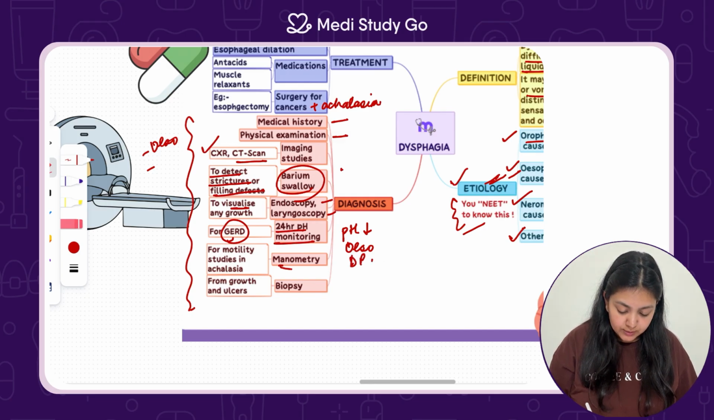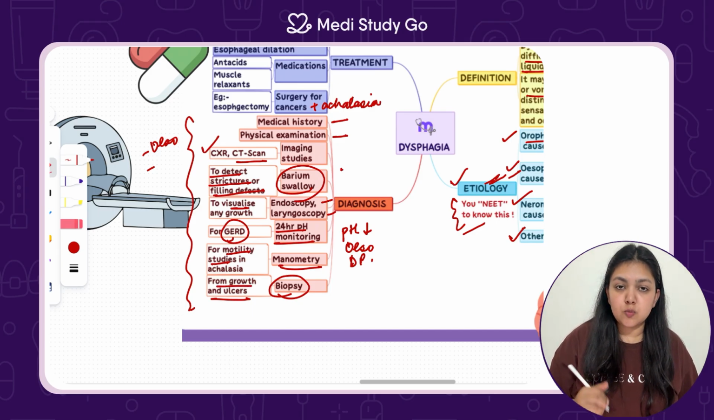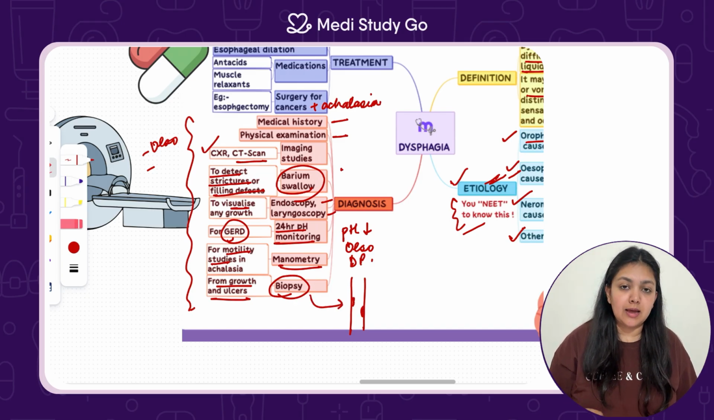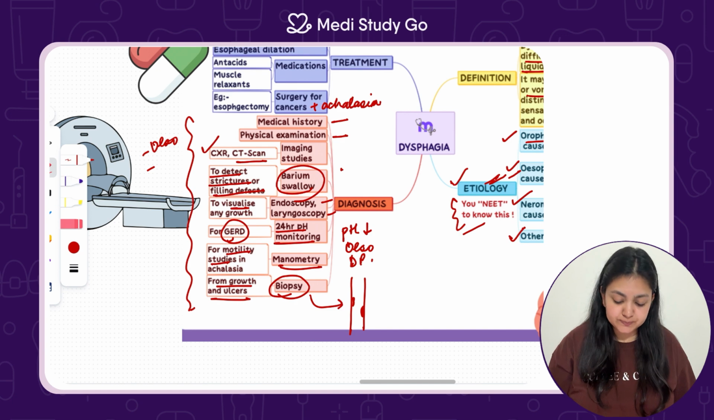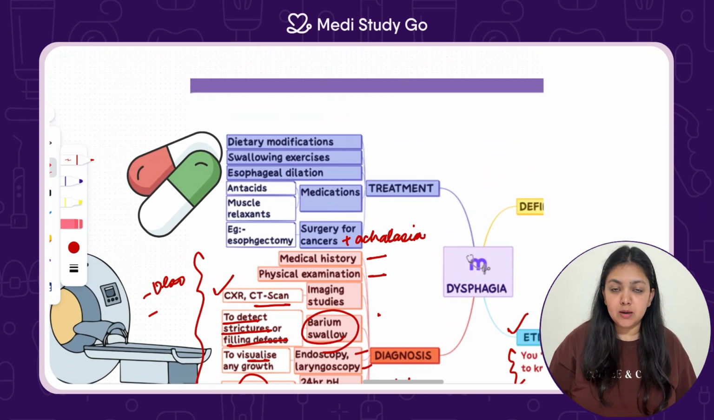That can cause a sensation of heartburn along with dysphagia. Then you need to do manometry for the motility studies in cases of achalasia where the motility is decreased. And finally, you need to do biopsy if there are some growth and ulcers found during endoscopy. Suppose you've done endoscopy and in the esophagus you find some growth present. So you will have to do biopsy of these lesions so as to check if it is benign, malignant, or just fibrotic.